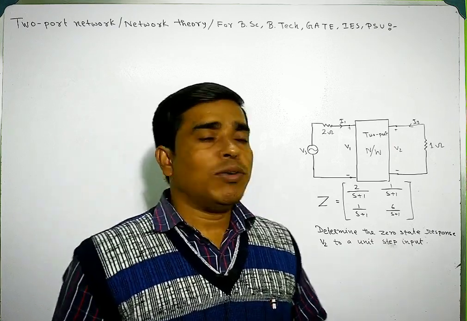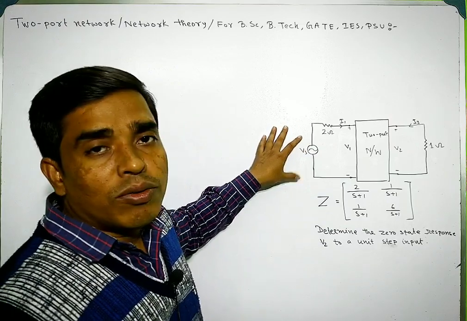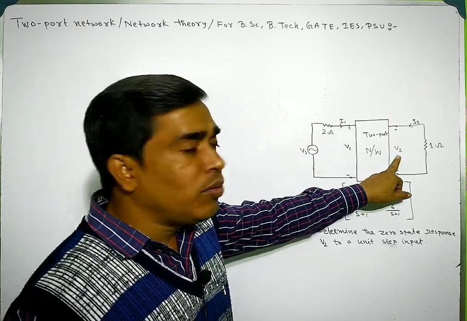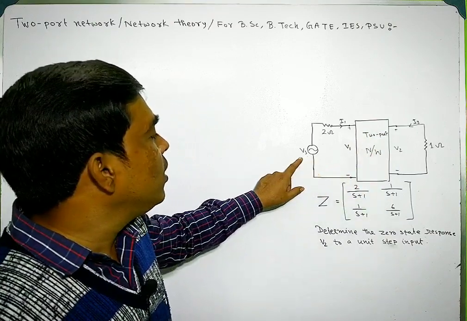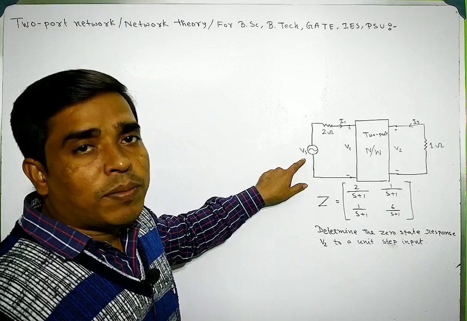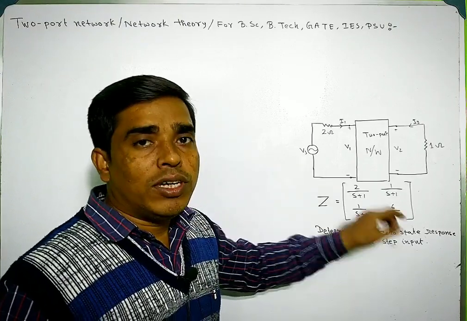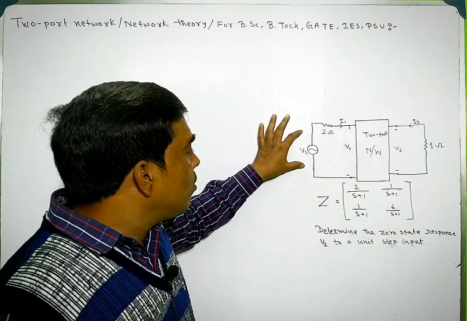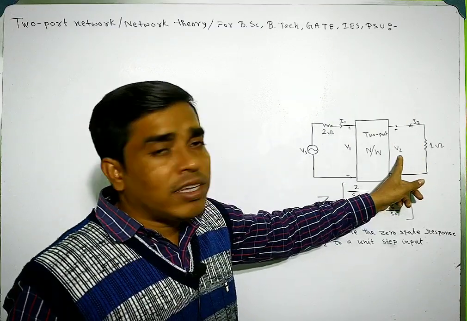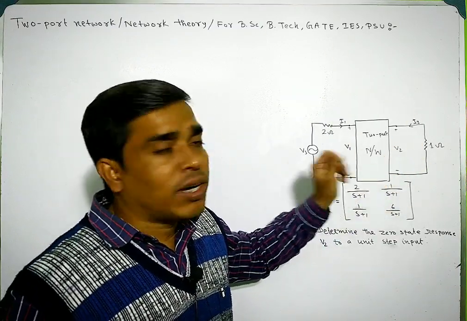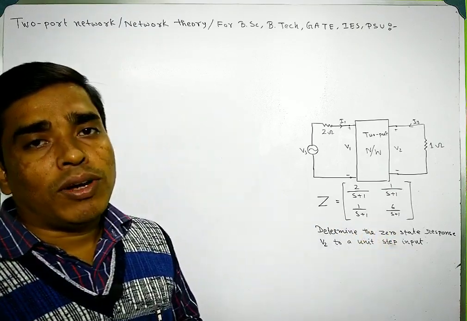We will discuss this problem. In this problem, you have to calculate the response V2 of this two-port network if you give the excitation as a unit step input. So if you give the unit step input here, what will be the response of this two-port network where the Z parameters are given? You have to calculate.